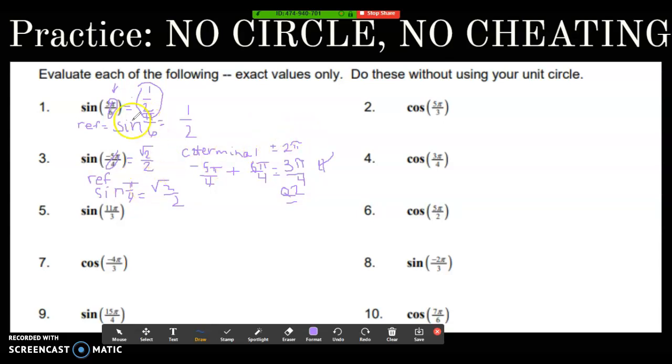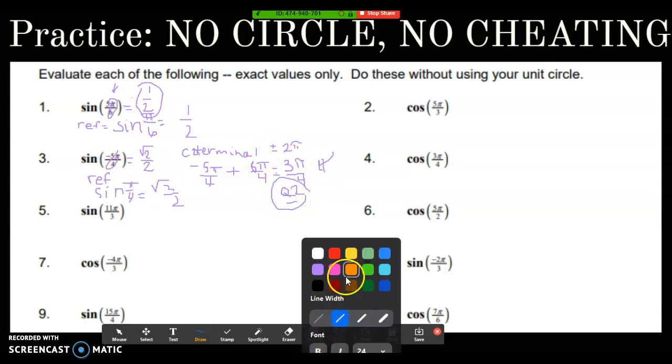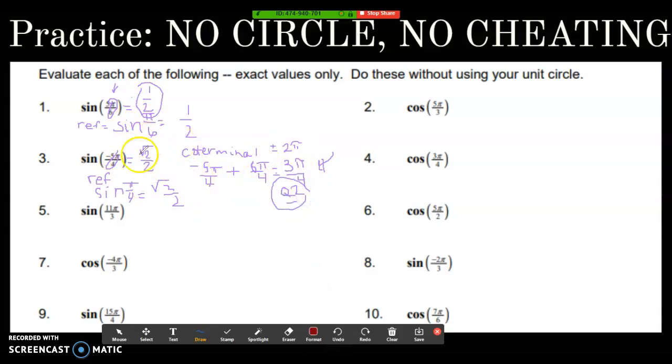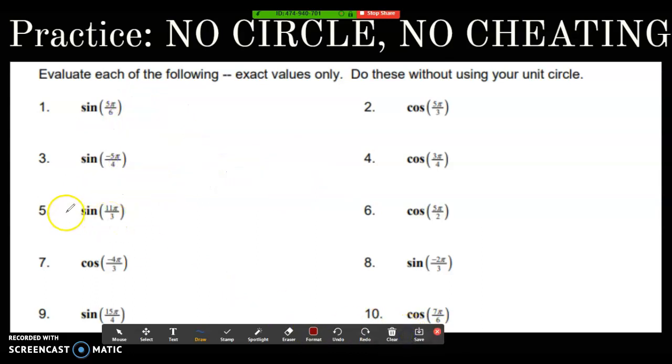But we know since negative 5 pi over 4 is in quadrant 2, the sign is going to be positive, right? In quadrant 2, the y values are positive, so the sign is still positive. So it will be the same, radical 2 over 2. We do not have to change the sign. I'm going to clear out my drawing so that we have more space. I'm going to go over to 11 pi over 3.